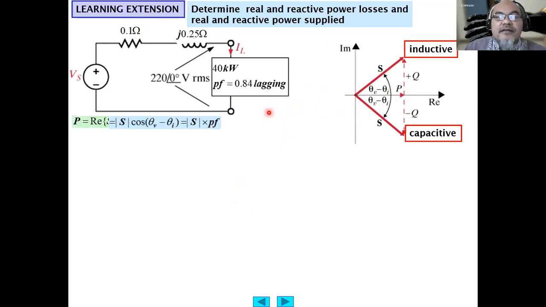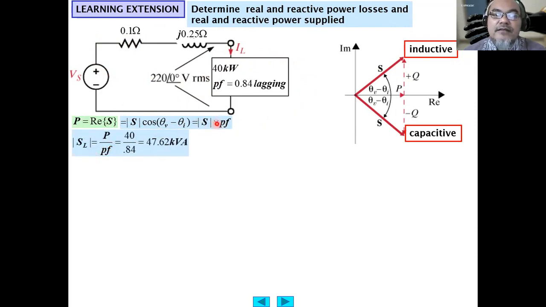So we are asked to determine the real and reactive power losses and the real and reactive power being supplied. The power P equals the real part of the complex power, the active power, and this equals the magnitude of the complex power multiplied by the cosine of theta v minus theta I at the load, which is basically the power factor. From here we can calculate the magnitude of the complex power at the load: 40 kilowatt divided by 0.84 equals 47.62 kilovolt ampere.